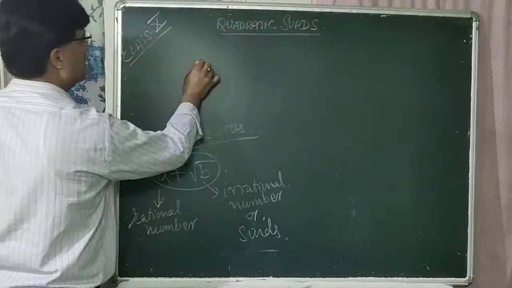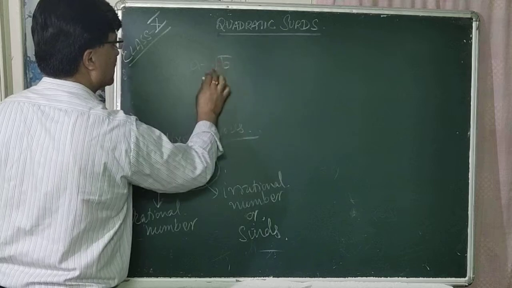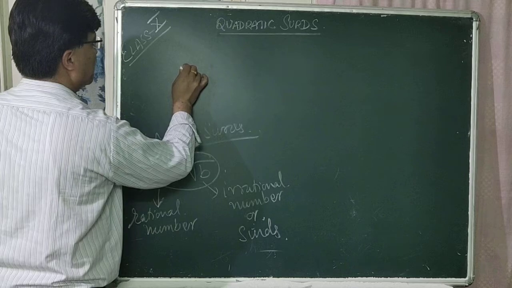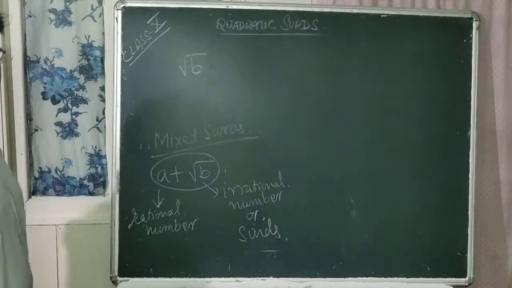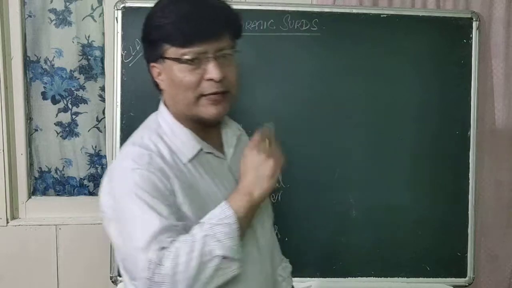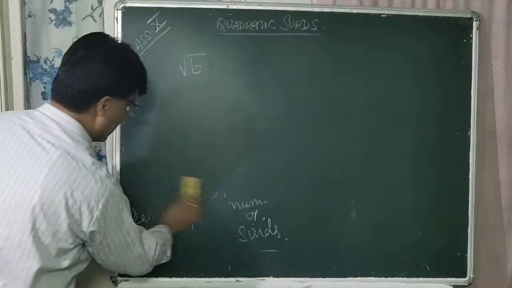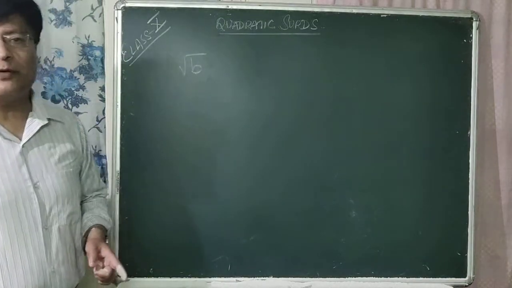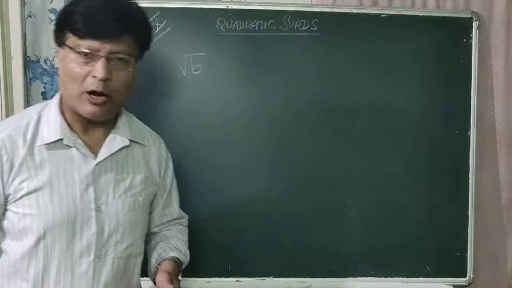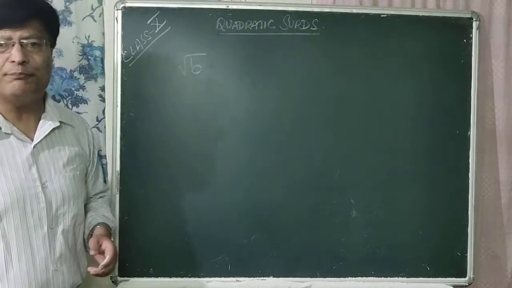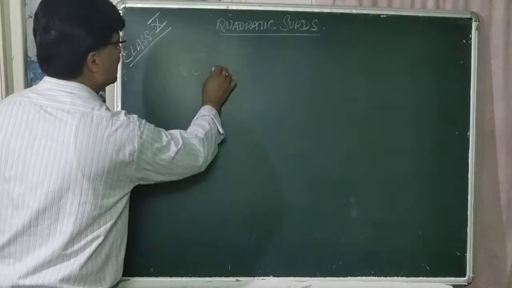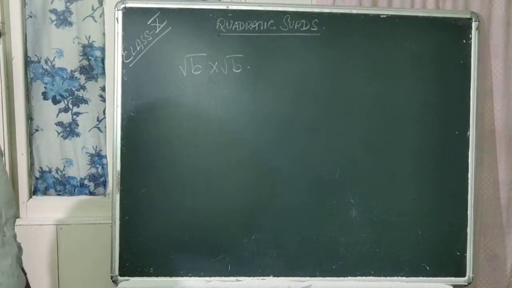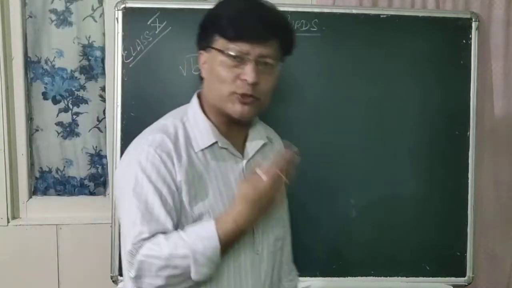Now suppose there is not a plus root over b, but only root over b. So how can you remove its square root? अब इसको square root लाई हामी हटाउँछौँ. So how can you eliminate this square root of b? It should be multiplied by what? Root over b. This is known as rationalizing factor. Rationalizing means to remove square root.